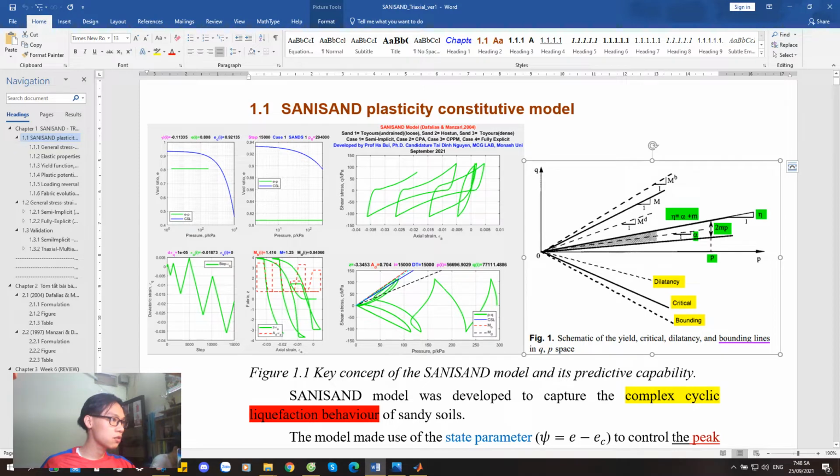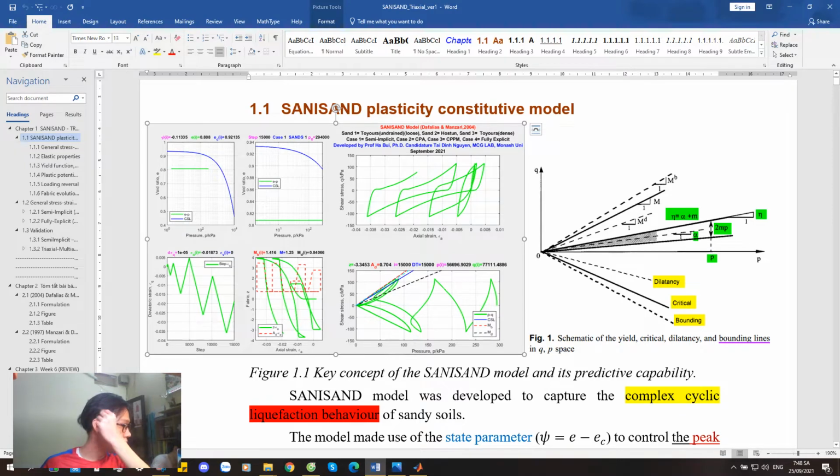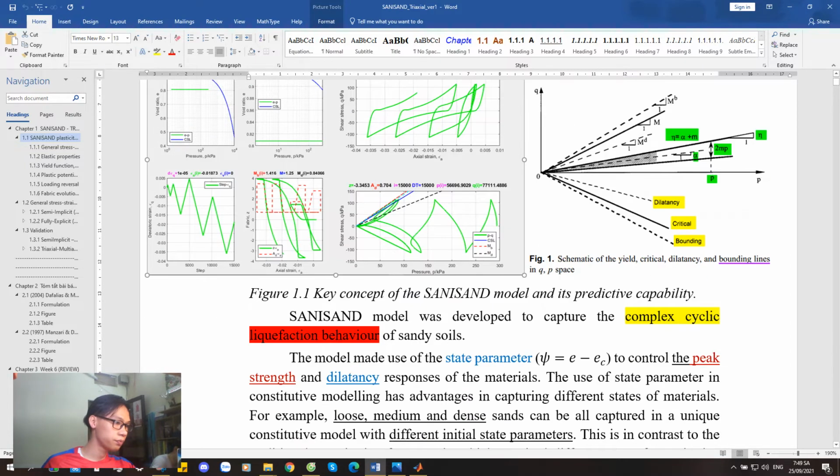I drew six figures in one. The first is e-p, and the second is e-log p. The next is the step. You can see there is load and unload, load and unload repeatedly. And next there is axial strain and shear stress. You can see it's really complicated because it involves cyclic loading. Okay, and the final is p and q. In there it's a really special figure. This special figure is about fabric. I will tell you at the end of this video.